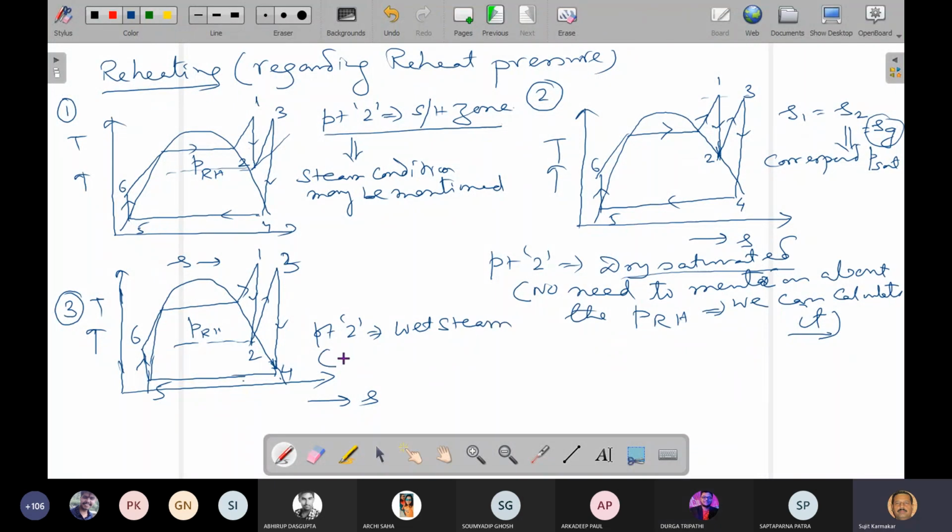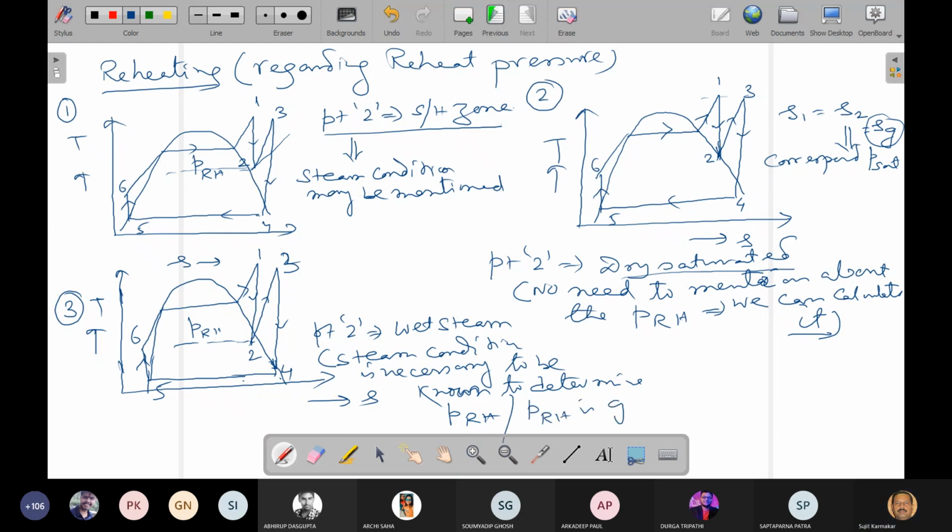So here also the steam condition is necessary to be known to determine PRH, or maybe PRH is given. So these conditions you have to find out. These are the 3 possibilities you can find.